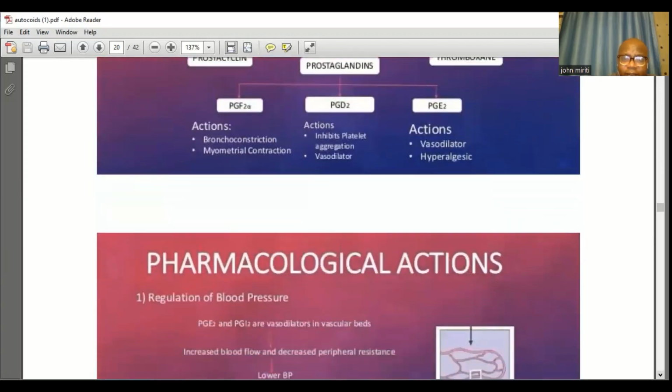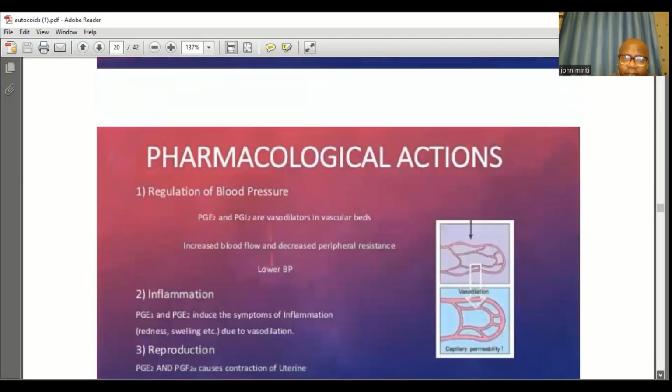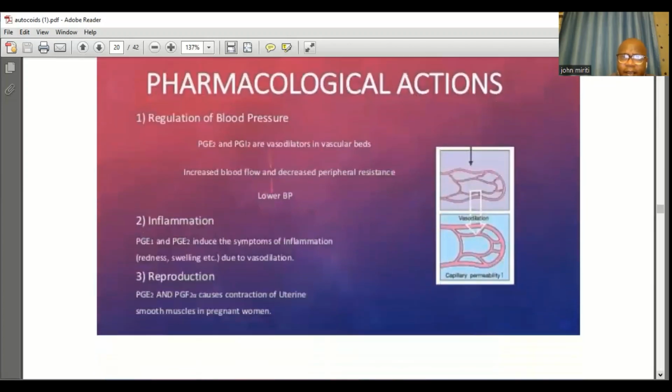So let us see what are the pharmacological functions of prostaglandins. Regarding regulation of blood pressure, prostaglandin E2 and prostaglandin I2 are vasodilators in the vascular bed. They regulate the blood pressure by reducing the peripheral resistance. They increase blood flow and decrease peripheral resistance, so they lower the blood pressure.